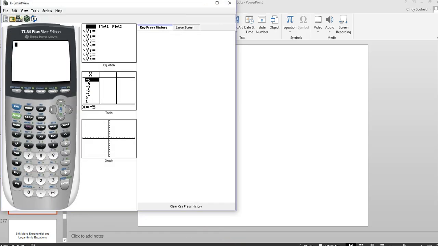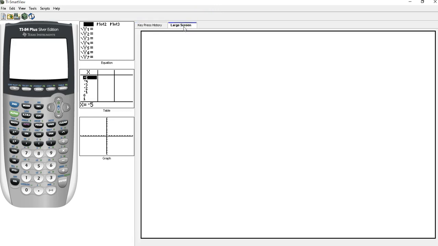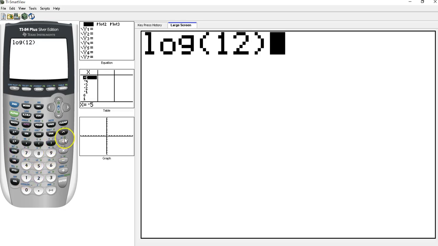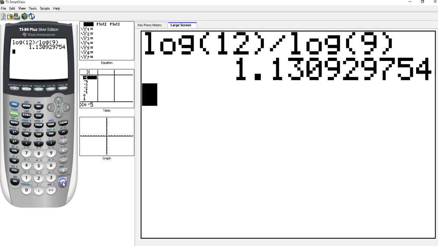But I'm going to use common log or natural log because that's what I can use in my calculator. Right, so let me pull up my calculator. So let's say I do common log of 12. I have the log button right here. Log 12, close parentheses, divided by log of 9, enter. And there it is. That's what it's equal to. It's a decimal number, 1.130929754.